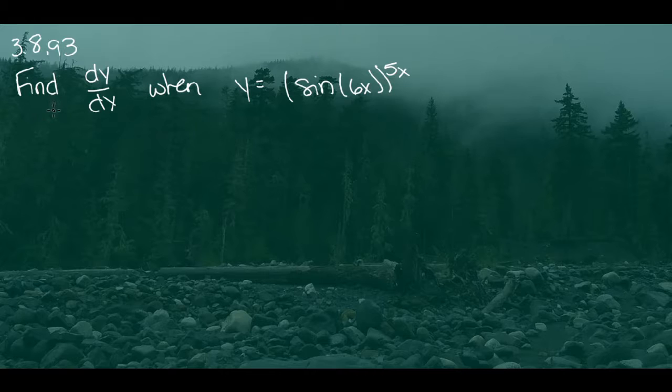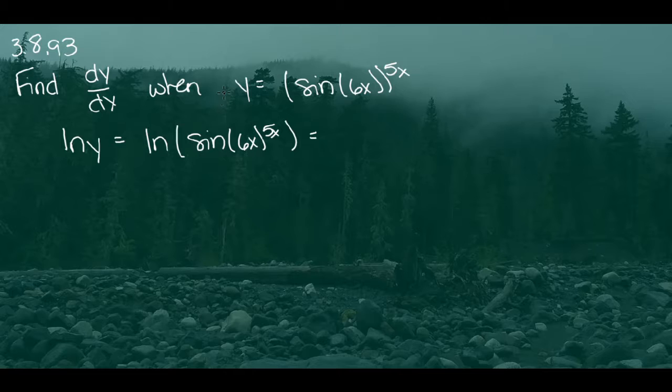So using logarithmic differentiation, what I do is I take the natural log of both sides. So I have natural log of y is equal to natural log of sine of 6x to the 5x power. And then the nice property about natural logs is I can take this exponent, this 5x, that's inside the natural log, and I can bring it out front as a coefficient. So this is equal to 5x times the natural log of sine of 6x.